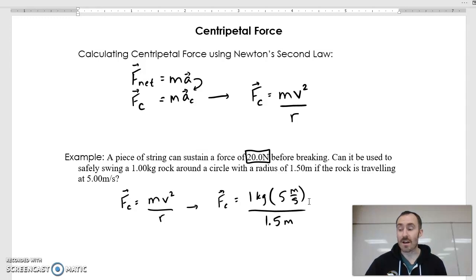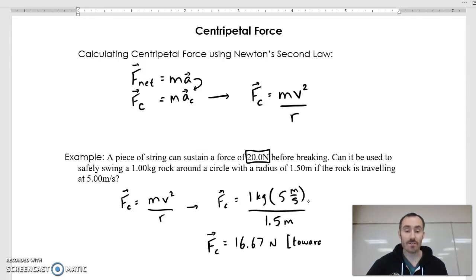And so we're going to do that calculation. And when you calculate it out, you get 16.67 newtons. And so the answer is no, the rope will not break. So if we were putting a direction on this thing, we would say toward the center. But since the point of the question is whether the rope is going to break or not, I'm not too fussy about you shoving a direction in there. So this is no, the rope will not break.